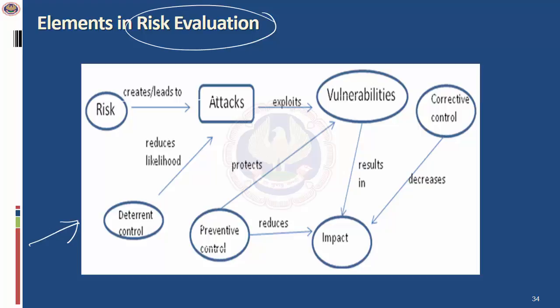So you have different types of risks which could arise, which could lead to an attack, which can exploit the vulnerabilities. To mitigate this, you need to have various types of control. There could be deterrent controls, preventive controls, and you may also have corrective controls. Ultimately, all this will impact the risk in terms of reducing it. The preventive control will protect the vulnerabilities, the deterrent control will reduce the likelihood, and the corrective controls also reduce the impact.